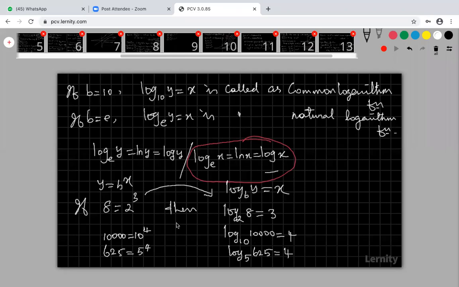Are you okay? So these are given in exponential function, and here we are converting that exponential function into logarithmic function. Both are the same, both are representing the same meaning.